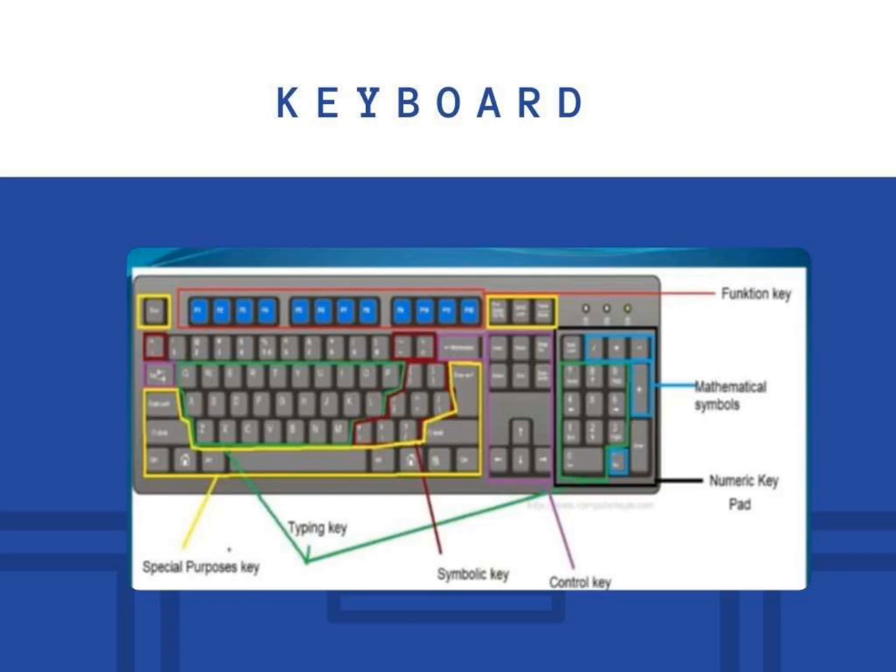This picture shows a keyboard. It's divided into parts. Function keys, F1 to F12. Special keys at the top. What they do depends on the program you're using.